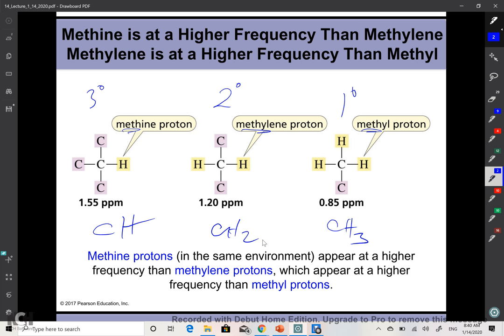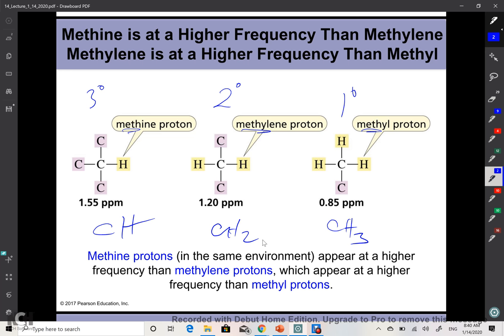So the tertiary hydrogen is surrounded by three carbons, and so they deshield the hydrogen more. That's why the chemical shift is around 1.55. Whereas the primary carbon is connected to only one carbon, and so the deshielding of this hydrogen is not that great. That's why the chemical shift is at 0.85.